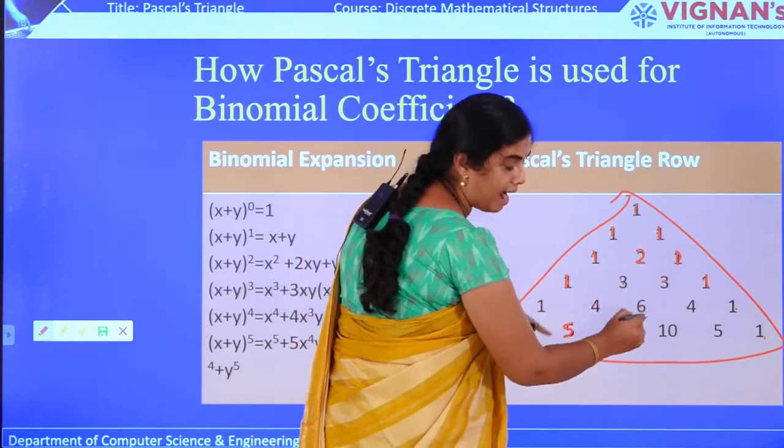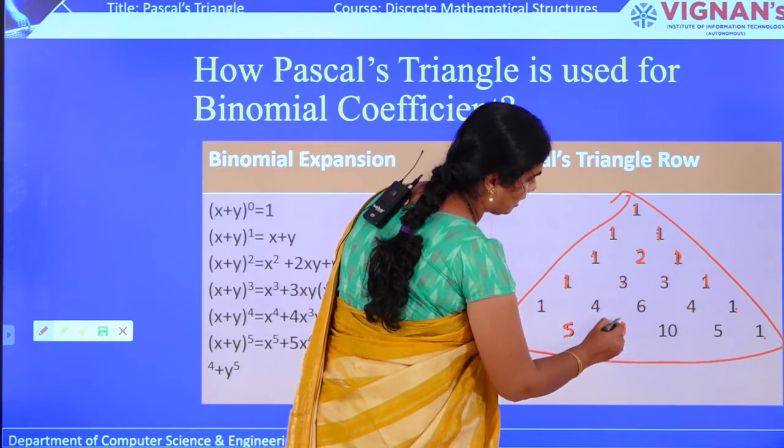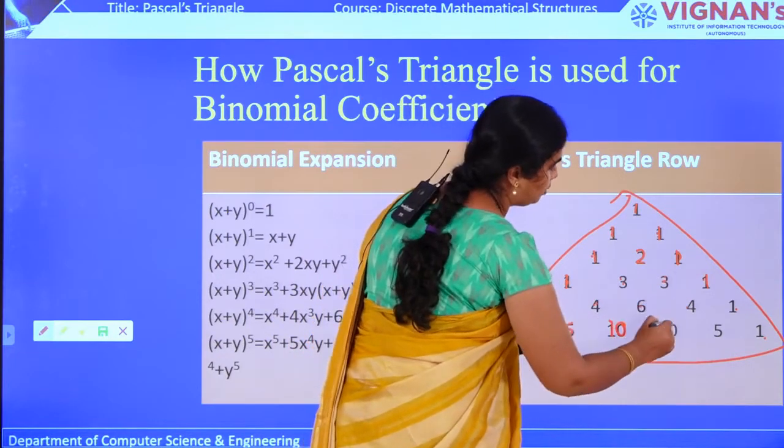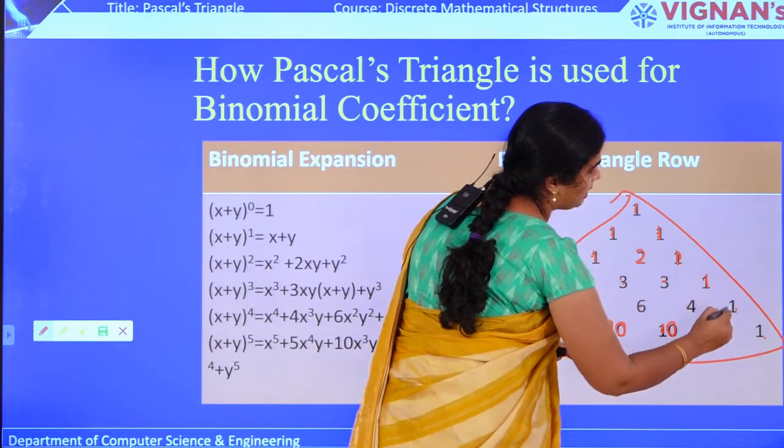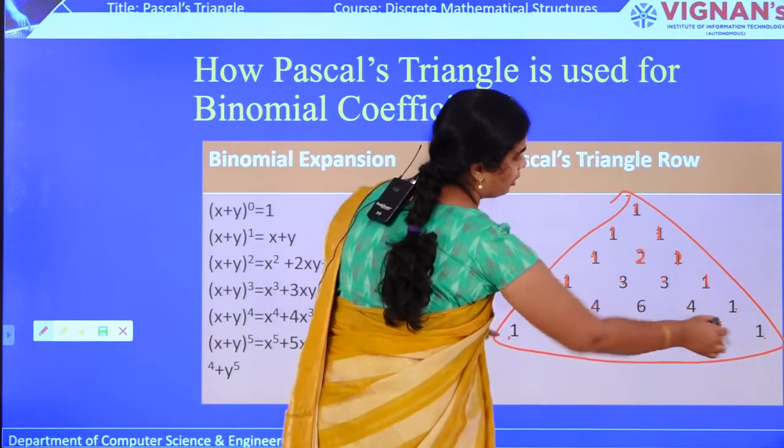4 plus 6 are added and denoted by next kept as 10. Next 6 plus 4 is 10. Next 4 plus 1 is 5. As we already know, this one.